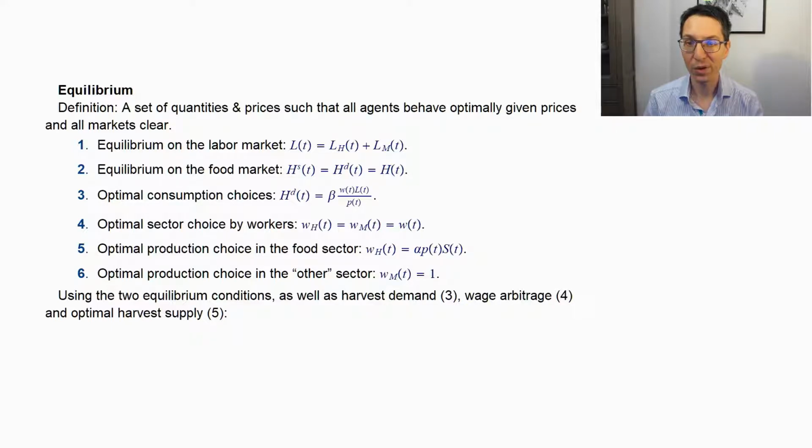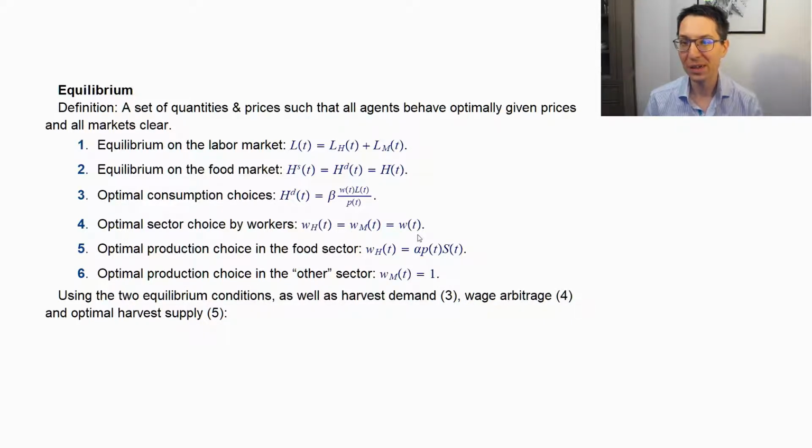Now let's go with the four optimality conditions. So the optimal consumption choice means that simply the harvest demand HD of T equals beta multiplied by WT divided by PT. So preferences for harvest and the relative price of harvests. The optimal choice of sector by workers implies a single wage rate. So the wage rate in the harvest sector is equal to the wage rate in the other goods sector, and it's just equal to WT, the unified wage rate.